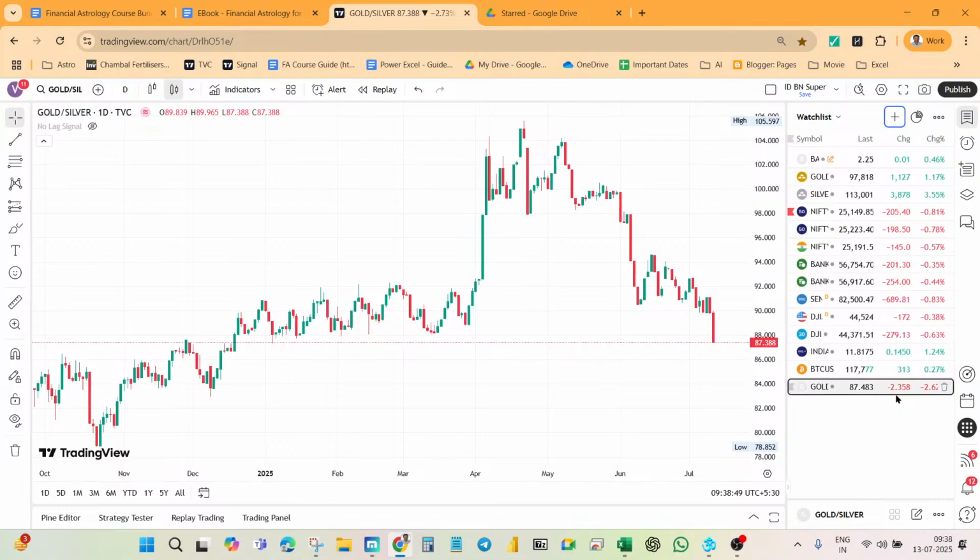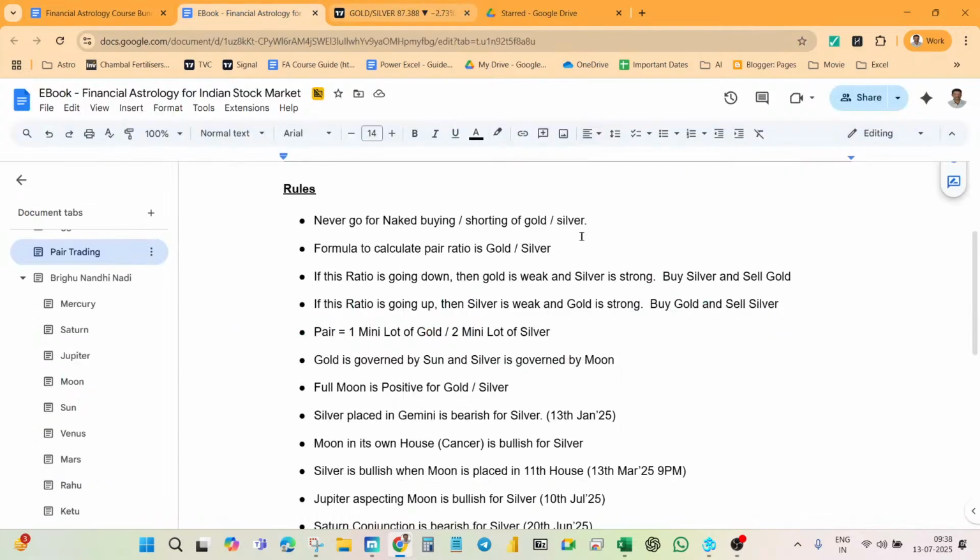If this ratio is coming down, you can see minus 2.6%. It means gold is weak and silver is strong. That's what I mentioned here. So in that case, you should go for selling gold and buying silver. If the ratio is going up, then silver is weak, relatively weaker compared to gold, so you have to buy gold and sell silver. That's a simple strategy you should follow. So the pair will be, as I explained, 1 mini lot of gold to 2 mini lots of silver.